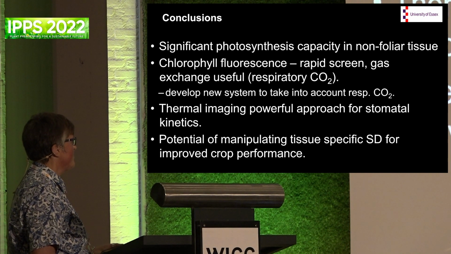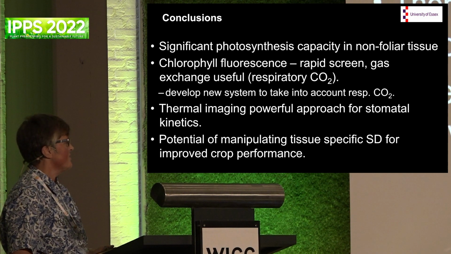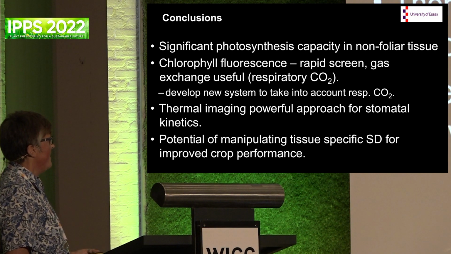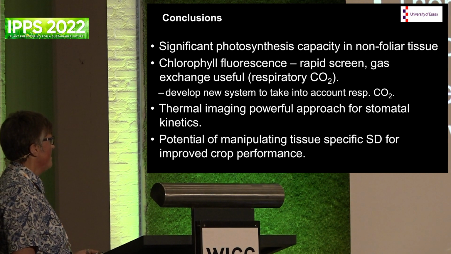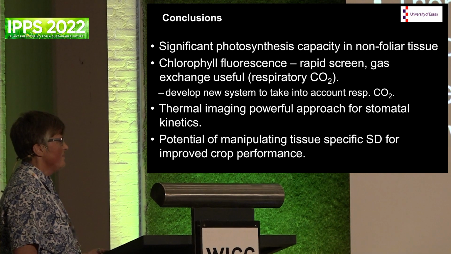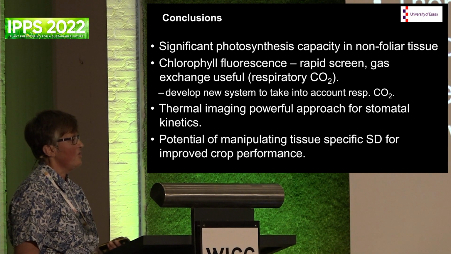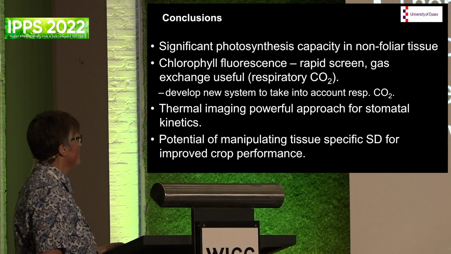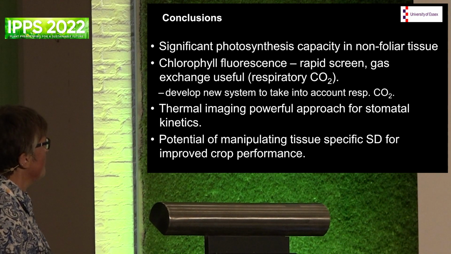I haven't had time to talk today, but we've also been looking at adaxial and abaxial surface and the importance of that for both gas exchange and cooling. And it could be really neat if we could manipulate different tissues and different organs with different stomatal densities for crop improvement. So maybe if you had more stomatal density on organs, you'd have greater cooling, which might make the photosynthetic capacity better, but also really important for fertilization.